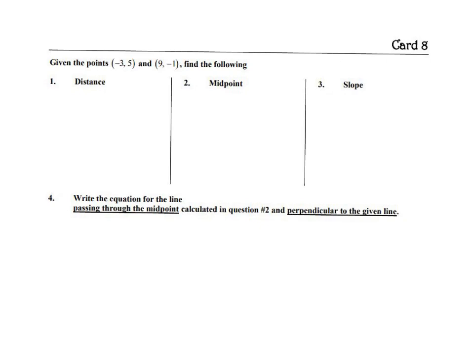All right, so in number 8, we are given 2 points, (-3, 5) and (9, -1). And we're asked to find the distance, midpoint, and slope. So here's where we need to know our formulas.